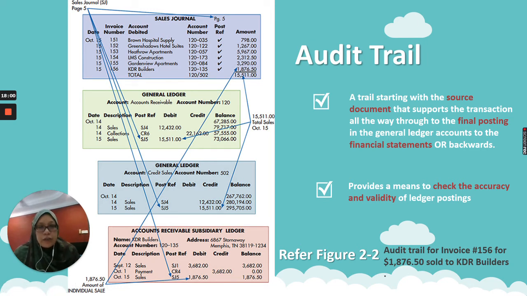So actually the audit trail can provide a means to check the accuracy and validity of the ledger posting. The audit trail is very important, especially if you work as an auditor, because if fraud or anything happens, they will track from the beginning when the transaction occurred until the transaction appears in the financial statement. They will trace the whole journey of the posting of the transaction in the records. So you can see in this figure 2.2, the audit trail for invoice 156, for the figure 1876.5, sold to KDR Builders, until the accounts receivable, they can trace this transaction. Okay, so that's another important thing in storage, that they can provide the audit trail.